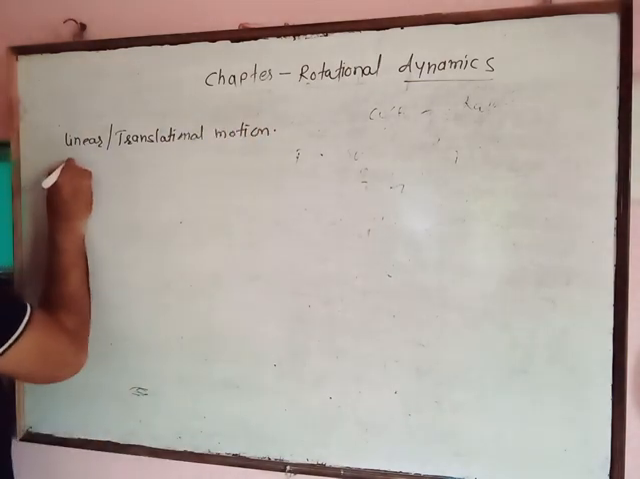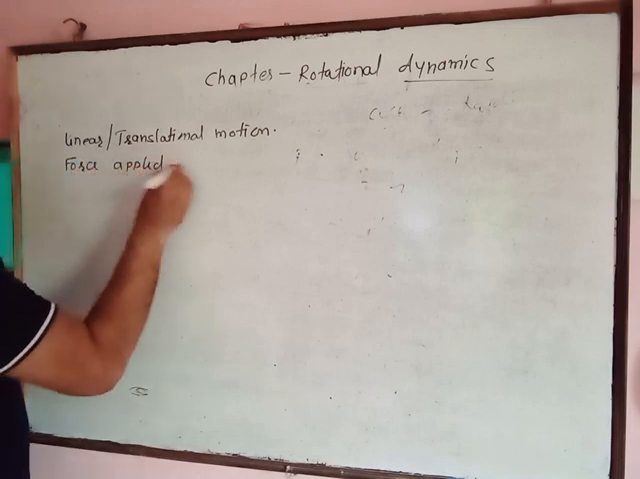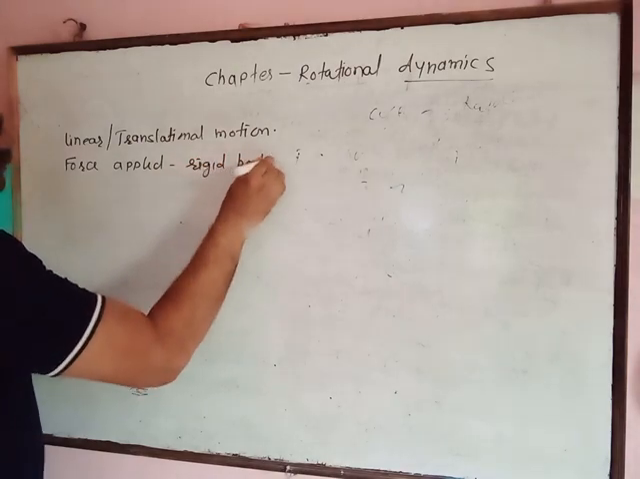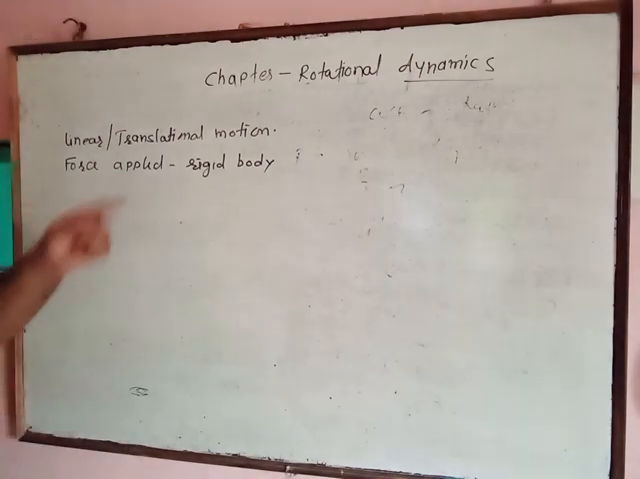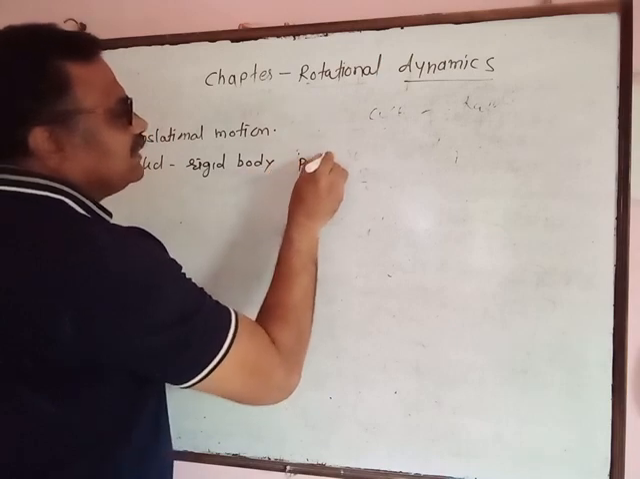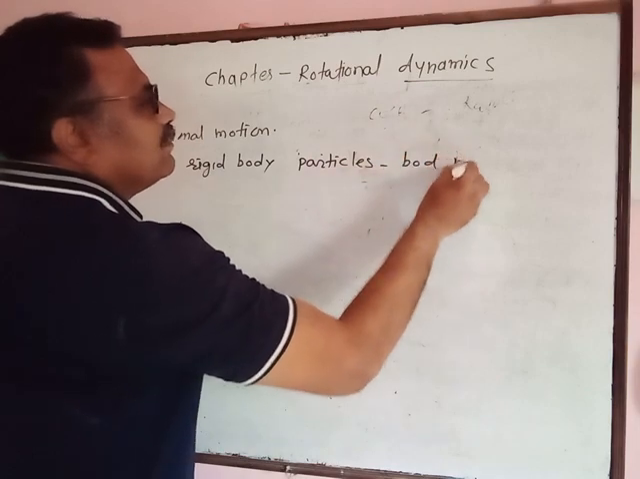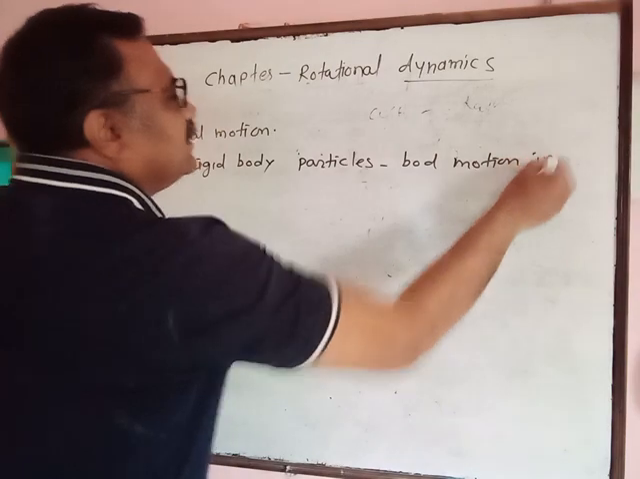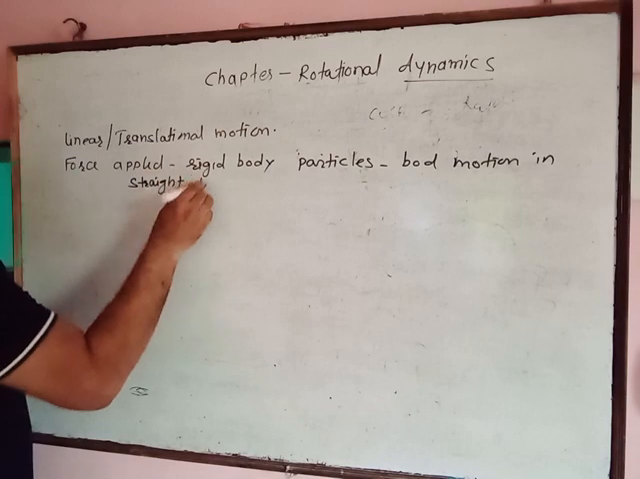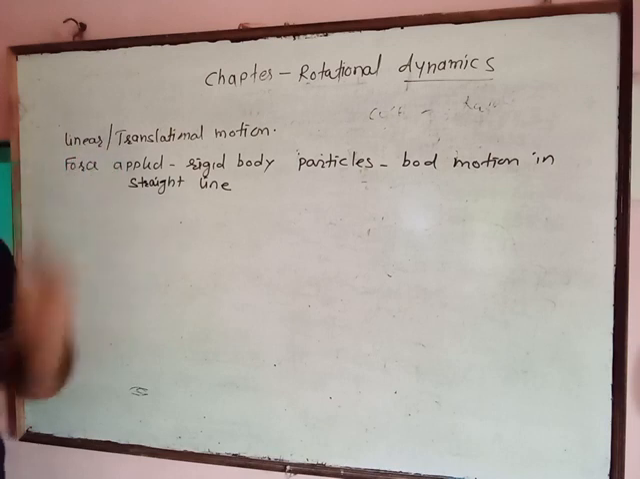Let us consider forces applied to the rigid body. Then we observe all particles present in the body, constituent particles present in the body, perform motion in a straight line. Such type of motion is known as translational motion or linear motion.